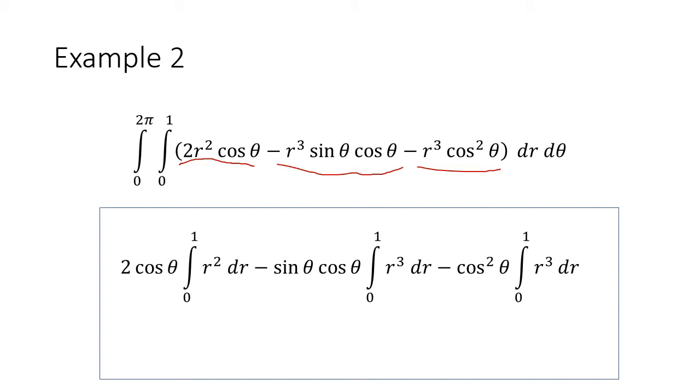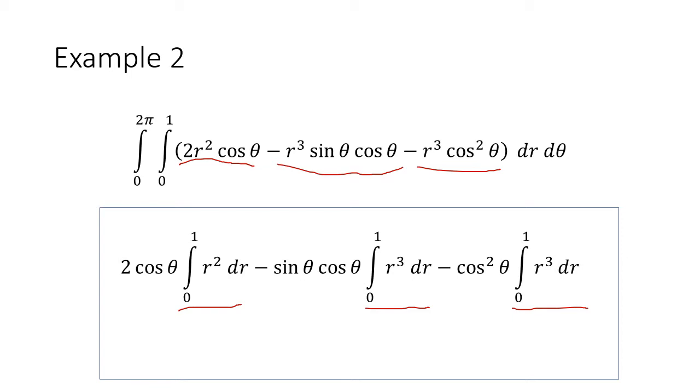So for the first one, I can factor out 2 cosine theta, which leaves me just r squared dr, which is pretty easy. The other one, I can factor out my minus sine theta cosine theta, which just leaves me with r cubed dr, again, pretty easy. And with the last one, I can factor out the negative cosine squared, which again leaves me with r cubed dr. So all of these antiderivatives are very straightforward because they're all just polynomials.